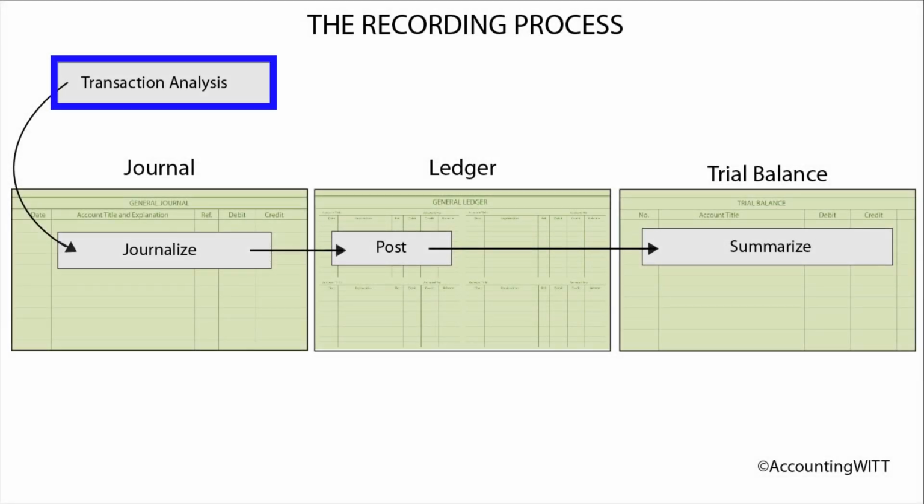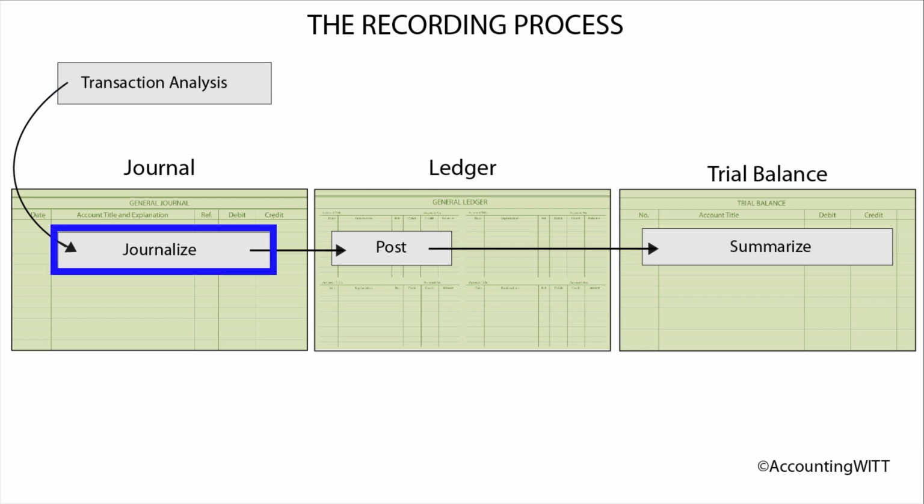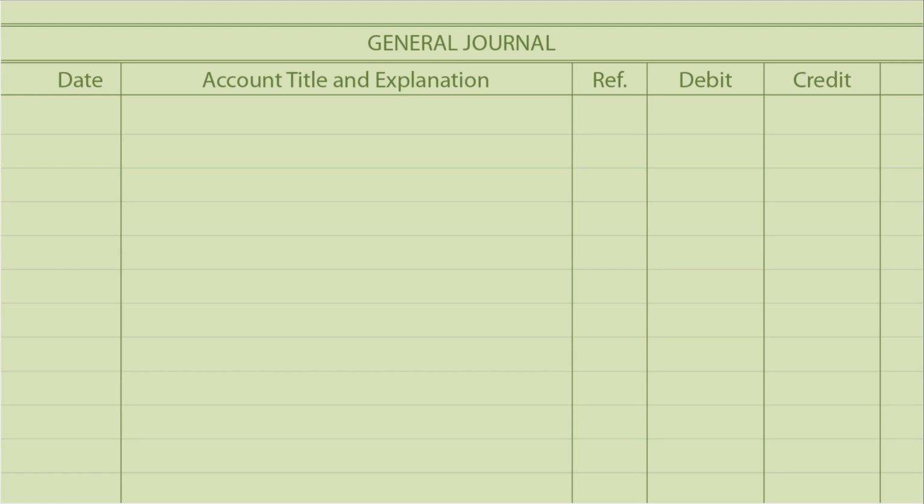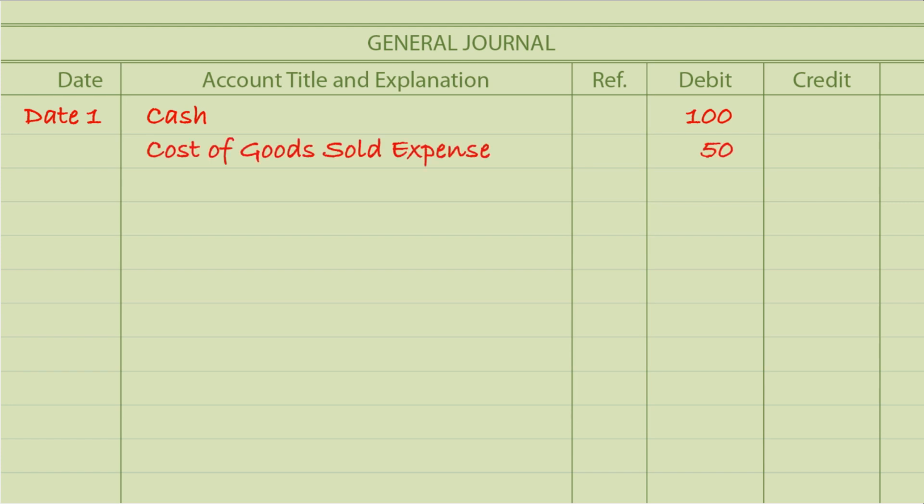Now that we have analyzed the transaction and its effects on the accounts, the next step is to journalize this transaction. This particular transaction will require a compound journal entry, which is to say that more than 2 accounts are affected. The following journal entry is made within the journal. There is a debit to the cash account for 100 and a debit to the cost of goods sold expense account for 50. Then there is a credit to the sales revenue account for 100 and a credit to the inventory account for 50. These 4 lines represent the journal entry for the first transaction.